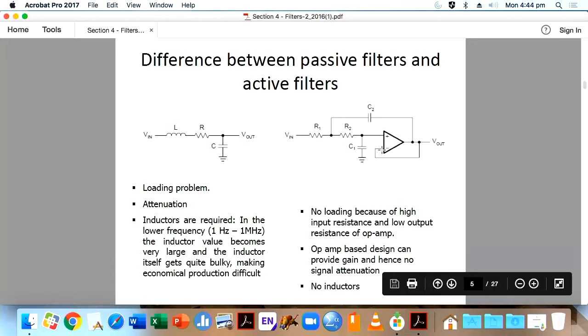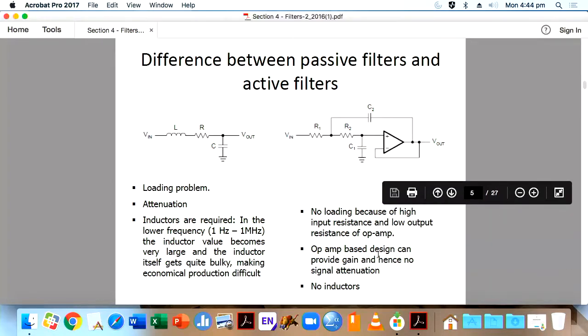But when you take active filters with an operational amplifier, there is no loading because of the high input resistance and low output resistance of the op amp. Then an op amp based design can provide gain and hence no signal attenuation. So even if you are attenuating something, you can compensate with the gain of the operational amplifier. You don't need any inductors. So this is the reason most people use active filters.